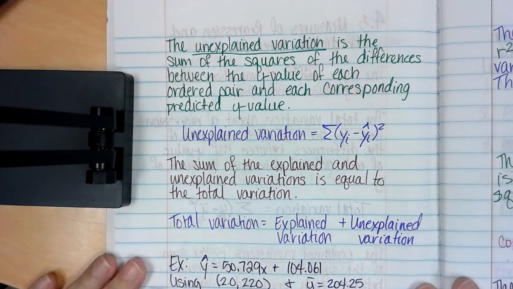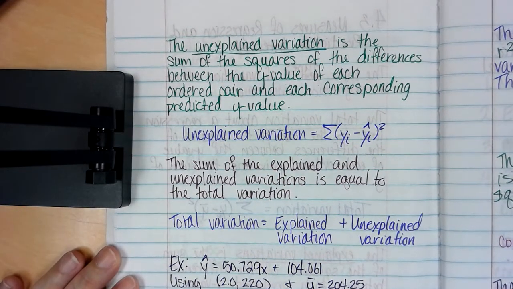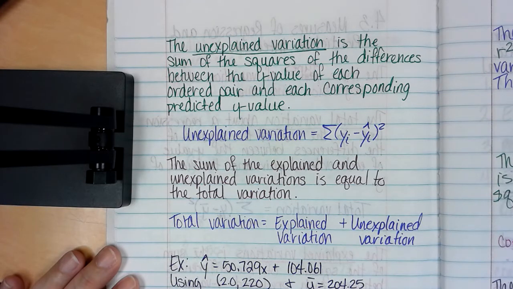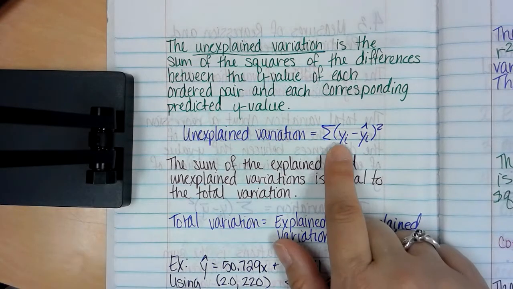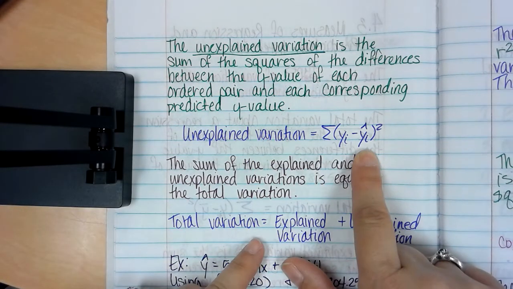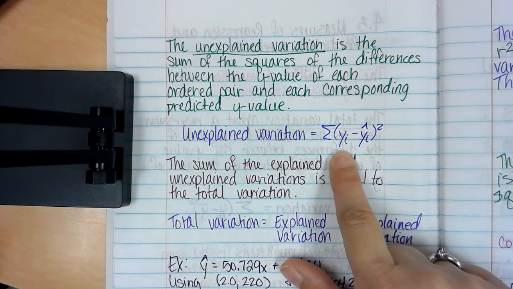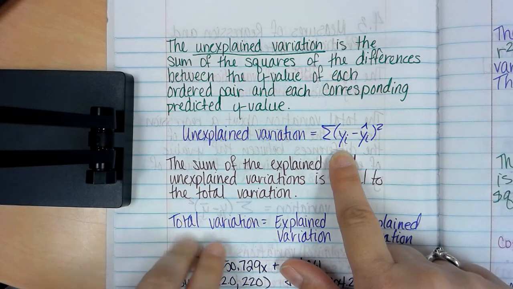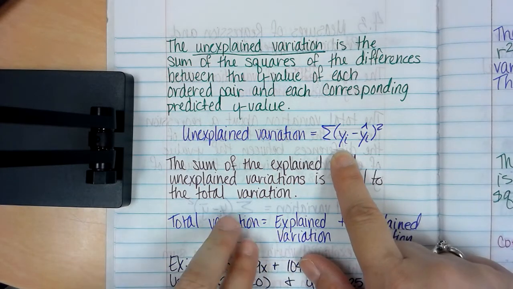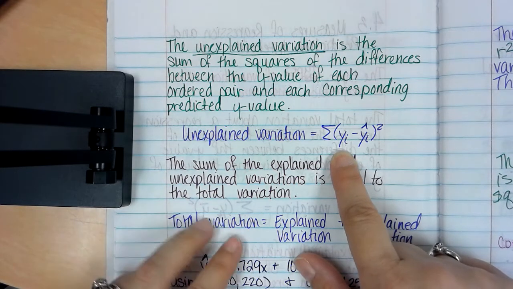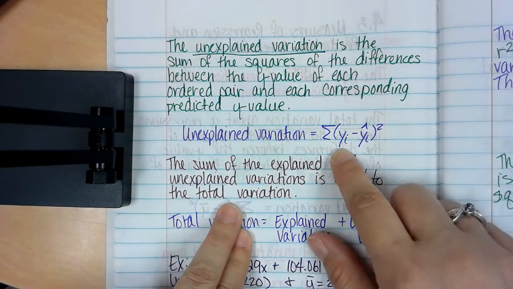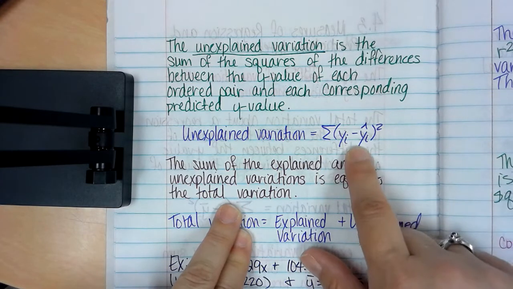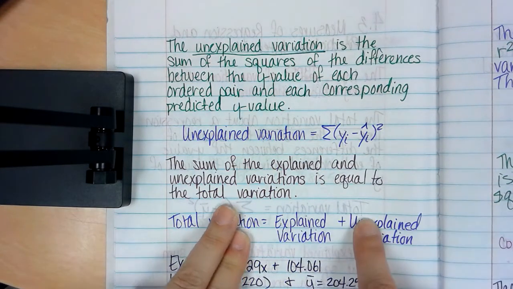The unexplained variation is the sum of the squares of the differences between the y value of each ordered pair and each corresponding predicted value. So this is the original y value and where it would be predicted. If you took the x that was associated with that y and stuck it into your regression line, how close is it to what the real world said it should have been? Real world might have said x is 1, y is 10, but when you put x being 1 into the regression, you got a y of, say, 5. So the difference, 10 minus 5, would give you this number here. Then we take all of those, square them, and add up that column.